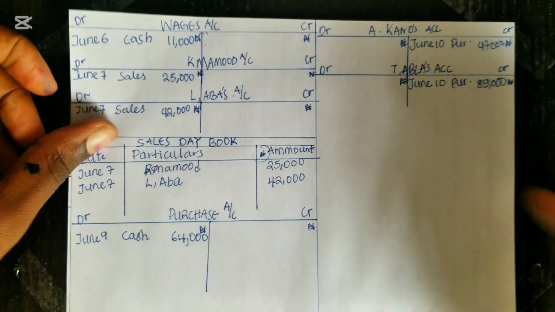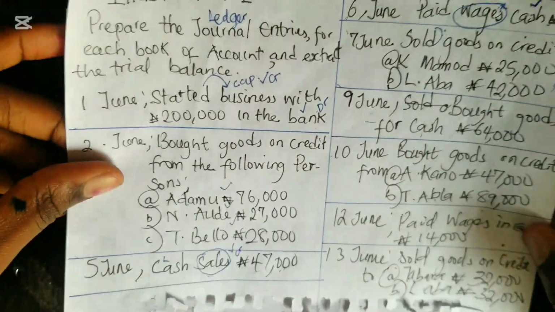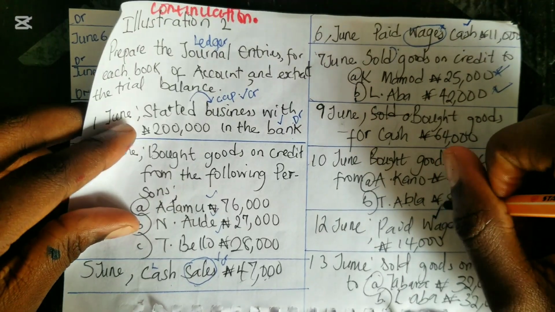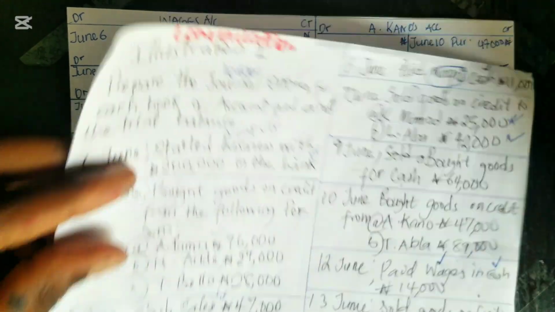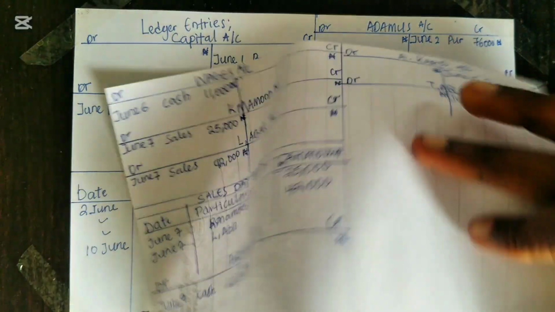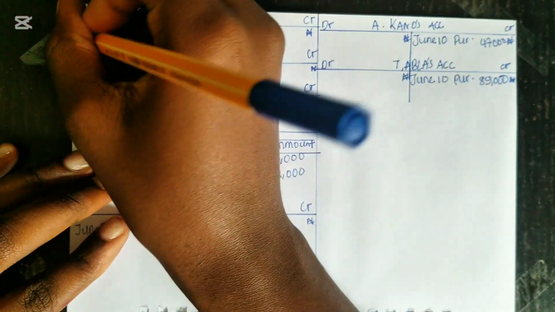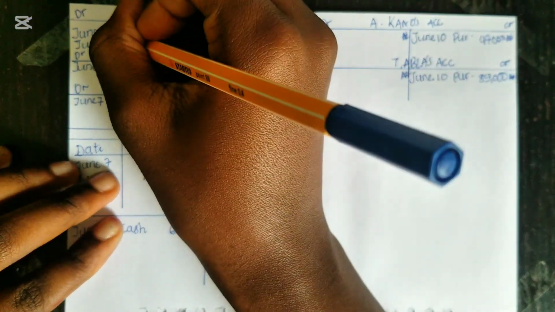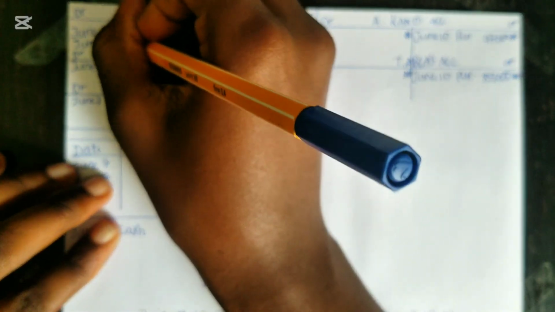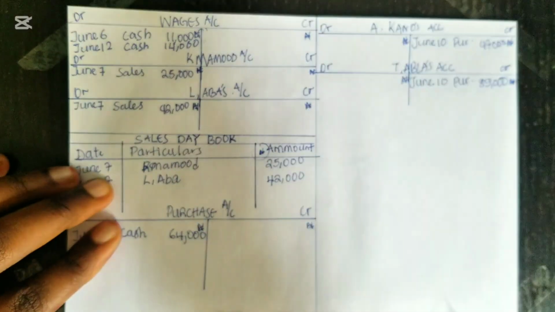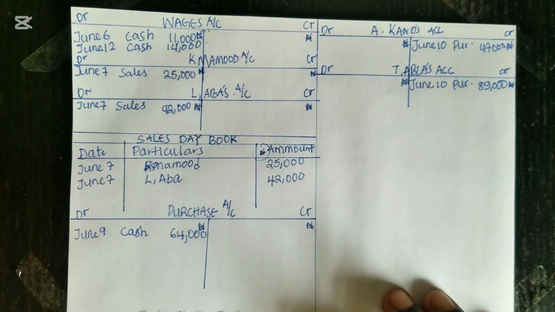So the next thing for us to do is June 12, and it's paid wages in cash. Do we have our wages account? Yes, we do. Do we have cash account? Yes, we do. So we already have our wages account here, and it's June 12th, right? So June 12, and how much is here? It says paid wages in cash. So here will be cash, and here will be 14,000 naira. Do we understand? So we have done that.